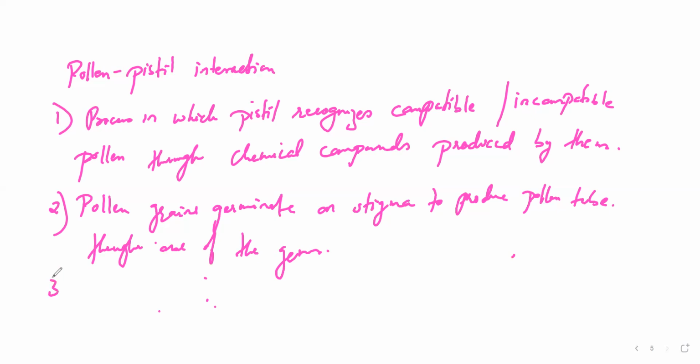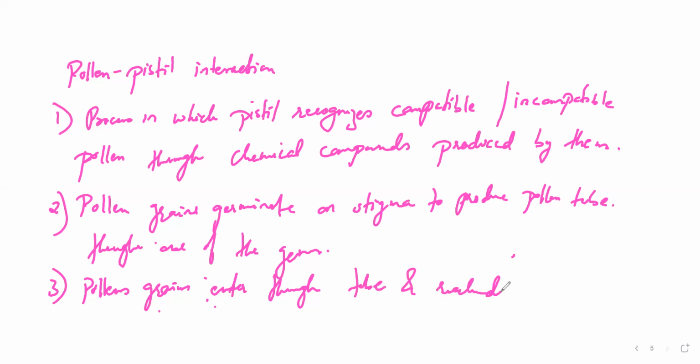Okay. So pollen grains enter through the tube and reach the ovary. Okay, so in plants, whenever the pollen grains are shed, they are shed at the two-cell stage that I have taught you earlier, that is vegetative and generative, right? So whatever the generative cell is there, that is going to divide into two male gametes.